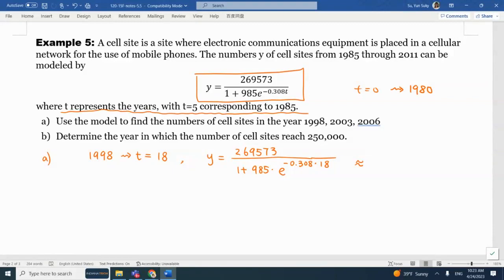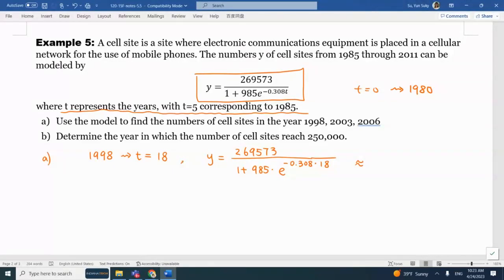Why are we using 1 plus 985? Oh, that's given from the formula. Yeah, we're given the formula. Y is the number of cell sites. T is the years after 1980. So you don't plug in T is 98. No, you plug in T is 18.